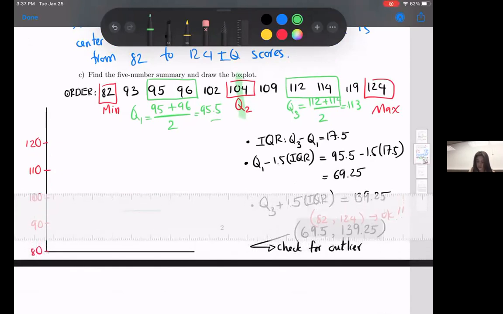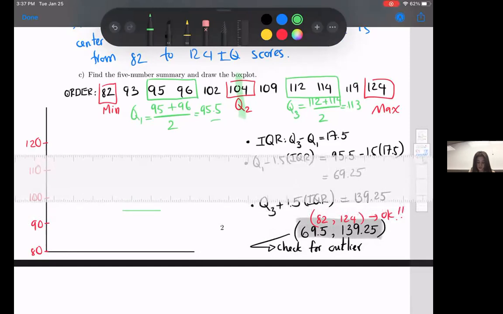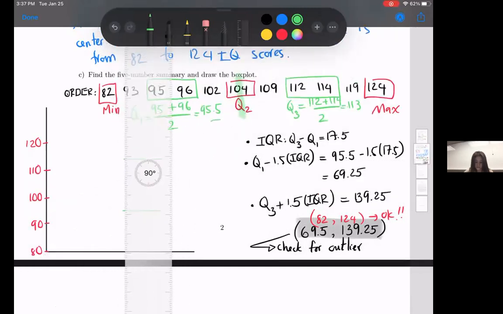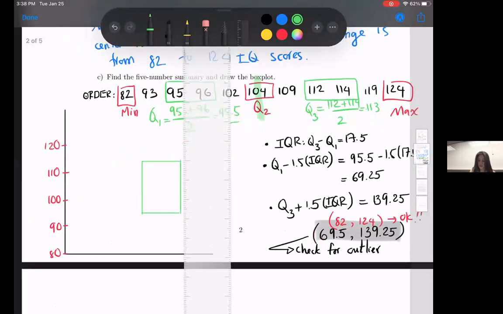And then the Q3 is 113. You don't have to wait for me. It's 110, 115 right here. So 113 right here. Then I'm going to draw a box. Okay, so that's Q1, Q3, and then now the median.